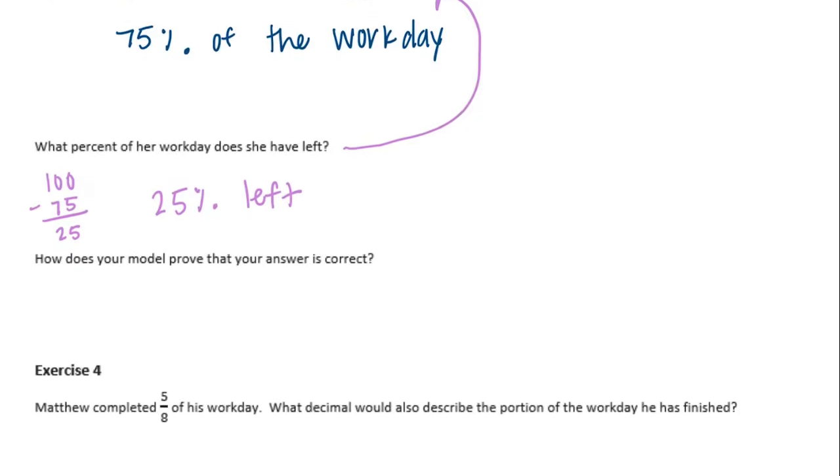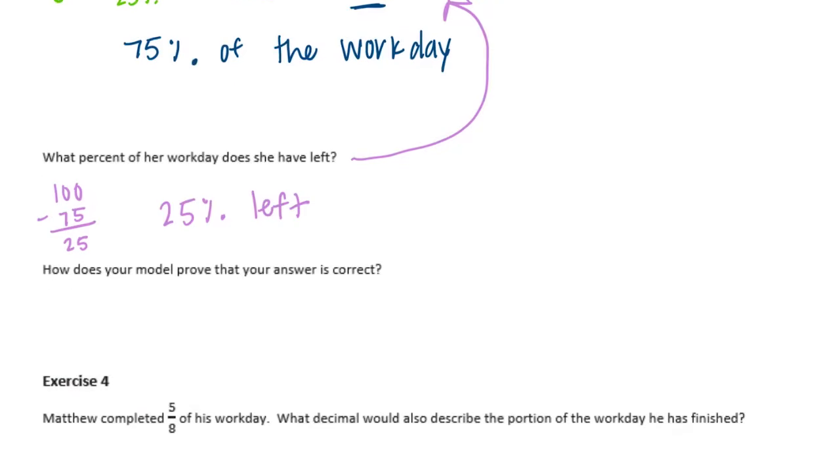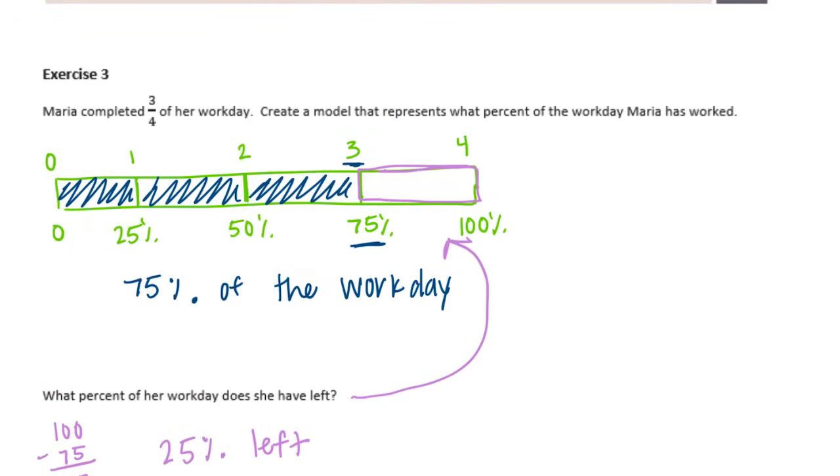How does your model prove that your answer is correct? Well, we can say it shows that 3/4 is equal to 75%, and the remaining 1/4 is equal to 25%. We can see that up here in our diagram.